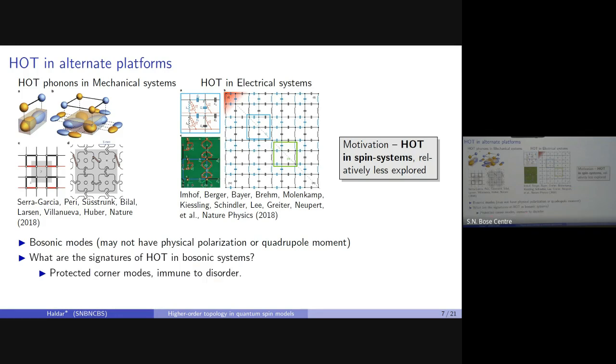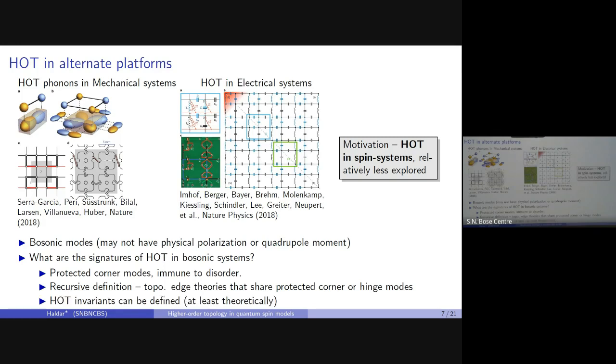One is protected corner modes, immune to disorder. And a recursive definition should apply. What that means is that I should be able to theoretically show or analytically prove that the edge theories are n minus 1th order higher order topological. Of course, if you can find the higher order topological invariants, that's another smoking gun evidence that you have higher order topology. So we'll be again using these ideas to construct our models for spin systems.